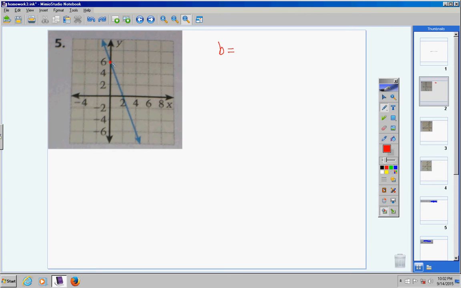So the y-intercept is 6, positive 6. Now let's find the slope. Remember how to find the slope. You have to look for places on the line that go right through these crosshairs, okay? So here's one. It looks like here's one right here. You with me so far? Now, how do you find the slope?